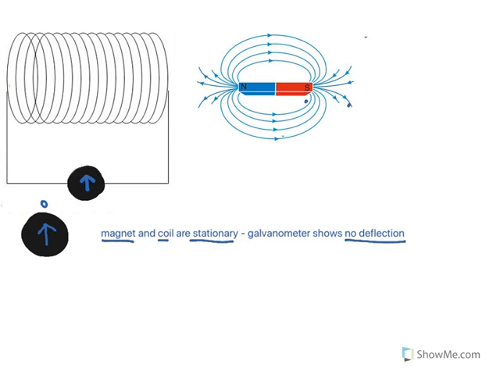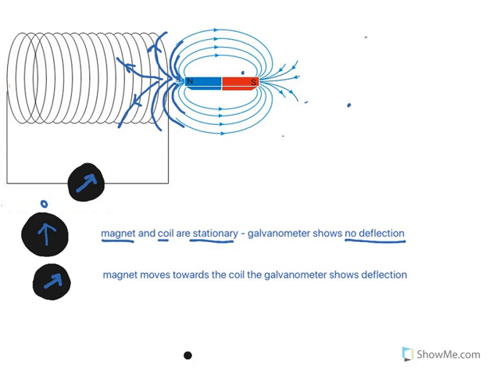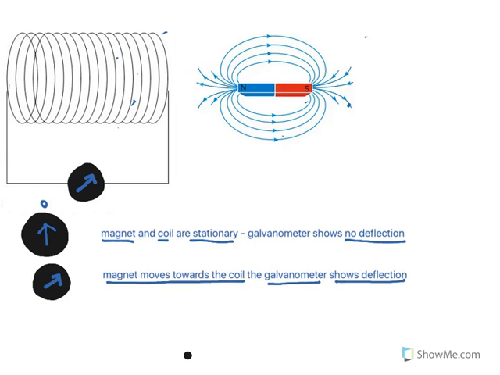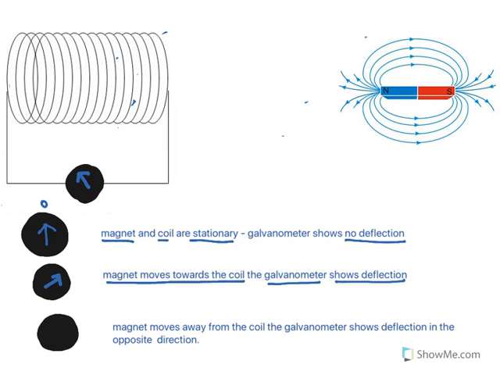The minute the magnet moves towards the coil, the galvanometer shows a deflection. So our next observation is, when the magnet moves towards the coil, the galvanometer shows deflection. Now we'll move the magnet away from the coil, and again the galvanometer shows deflection, but now in the opposite direction. So when the magnet moves away from the coil, the galvanometer shows deflection, however in the opposite direction.